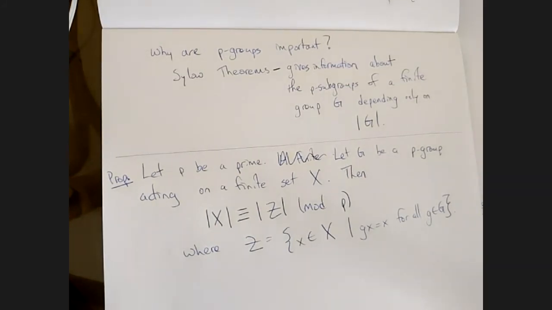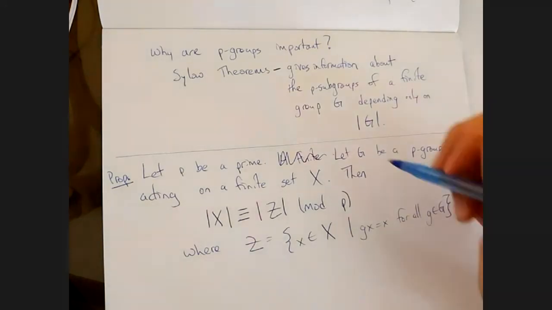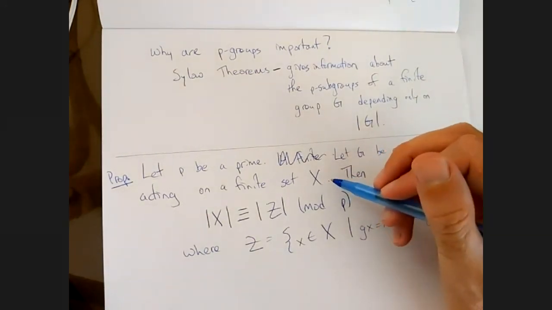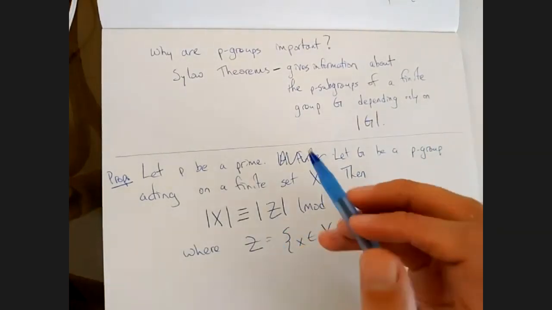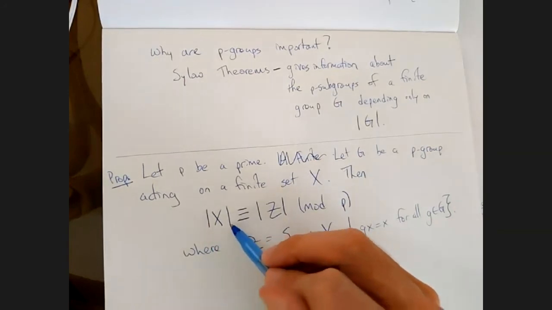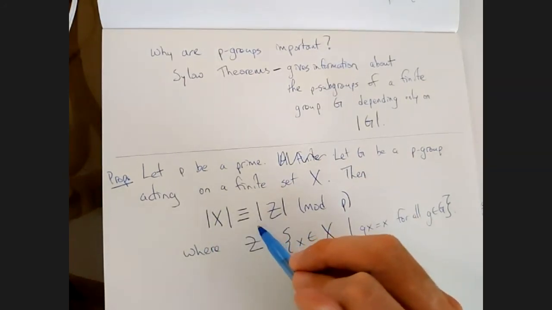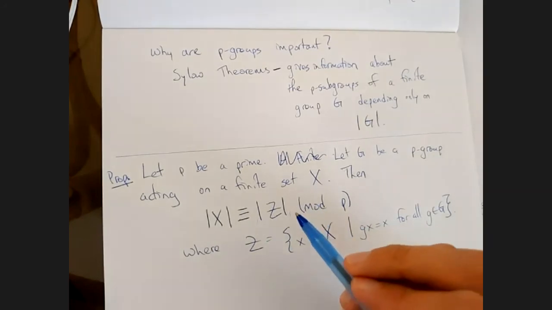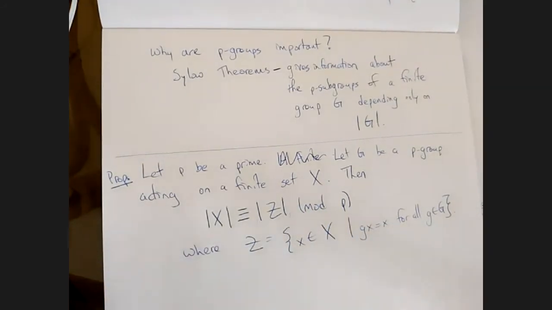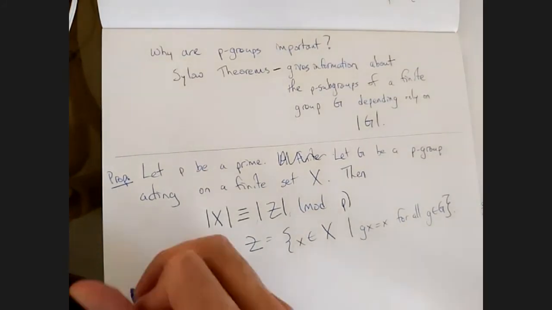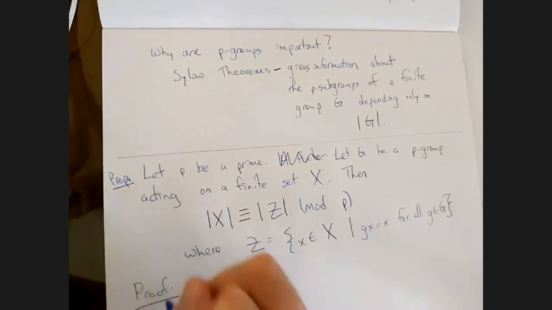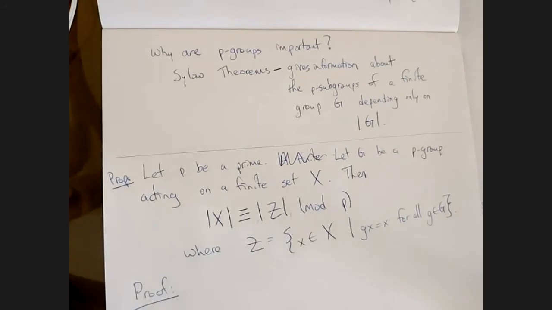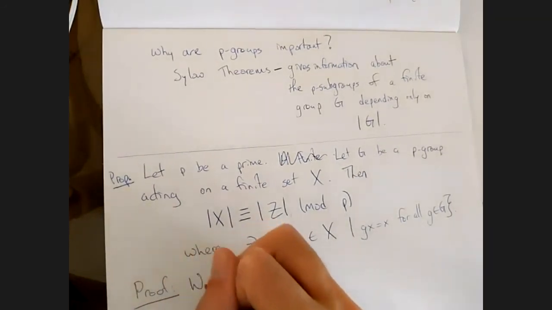Okay, so this tells us that if a P group acts on a finite set, then the number of elements of X tells you about the number of elements of the center of the group action. Okay, and the proof of this, well, we use the class equation.